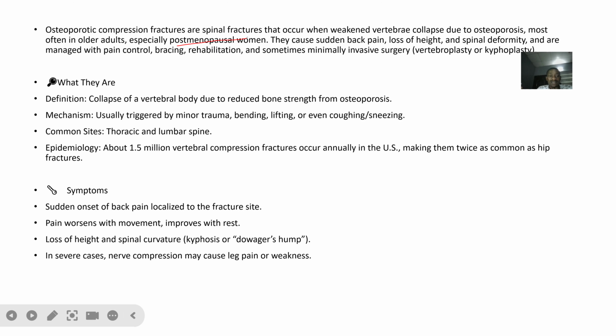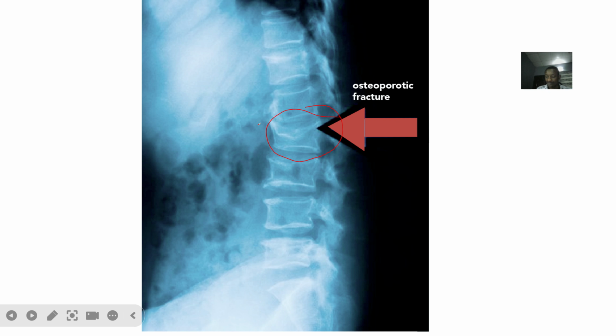So what are they? It's a collapse of a vertebral body because the bone strength has reduced due to an underlying osteoporosis. Do you understand? So it's usually triggered by just minor trauma, or the person just on his own is bending, or the person is trying to lift something, or the person is trying to cough or sneeze. As little as that. So little things that you were able to withstand before, because your bones are weak, they are now affecting you.